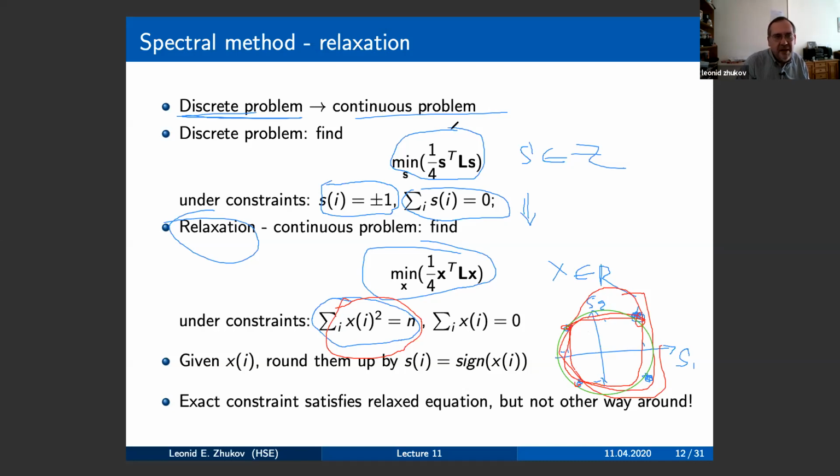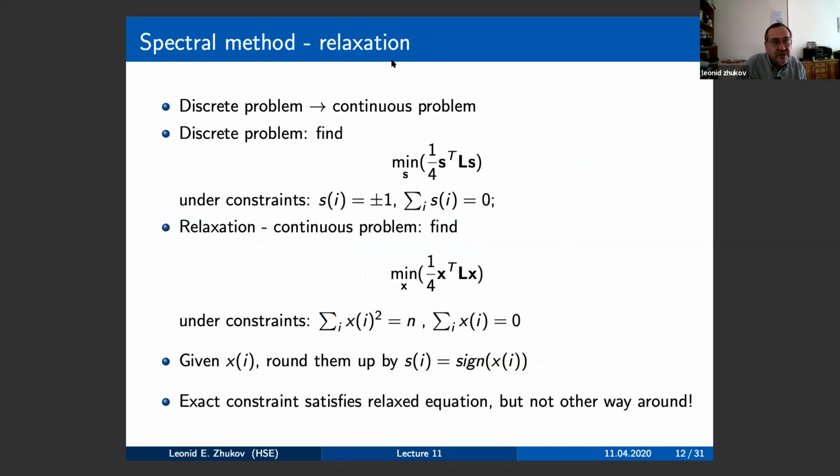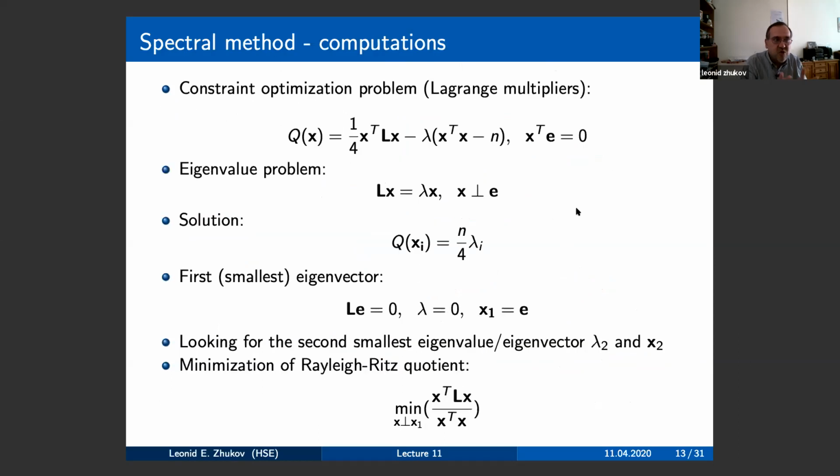All right. And then after we solve this optimization problem, we just say, okay, look, let's round it up. And we'll just do very simple rounding up. We say, okay, if xi, the one that we get, is greater than 0, we'll call it +1. If it is less than 0, we'll call it -1. All right? And that's the trick. I think we are done with this part, and let's just solve it.